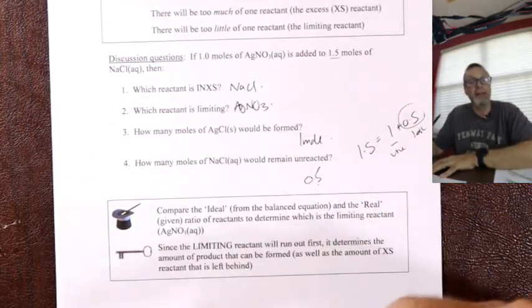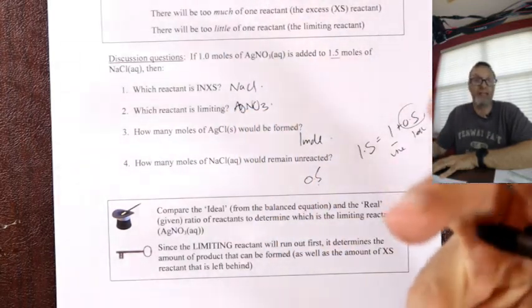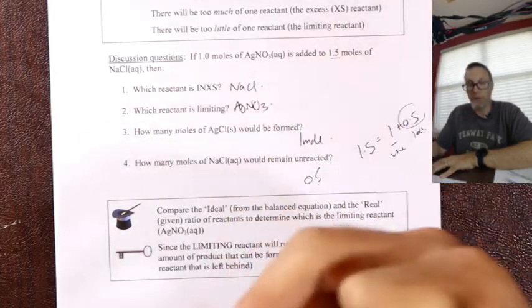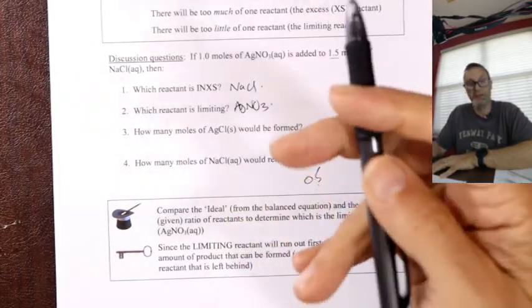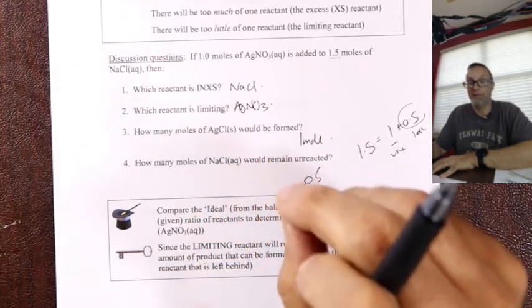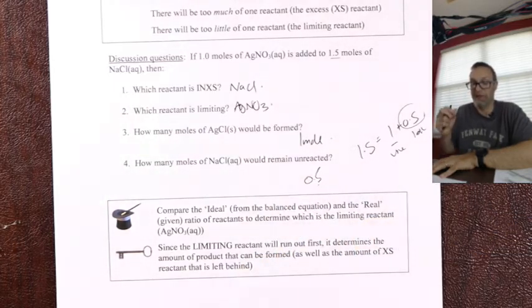You're comparing the ideal ratio from the balanced equation with essentially the ratio in the test tube. Then you can figure out from that ratio which is excess and which one's limiting. The limiting reactant will always finish first. You can't make ham sandwiches once you run out of ham, so you slide across in the slides and ladders with the limiting reactant. Okay, let's take a look at some questions.